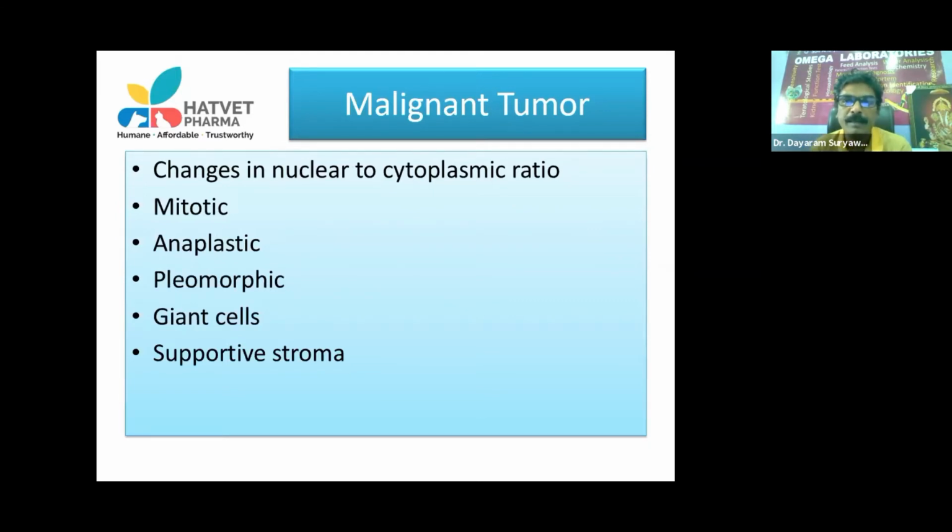In malignant tumor identification, the first thing is that whenever there is a malignant tumor, we must consider a change in the nuclear to cytoplasm ratio. Generally it is 1:5, where 1 is the nucleus and 5 is the portion of cytoplasm. Malignant tumor cells are generally mitotic, anaplastic, and pleomorphic, sometimes with giant cells, and supportive stroma is also present. Accordingly, we have to identify the tumors and their structures.